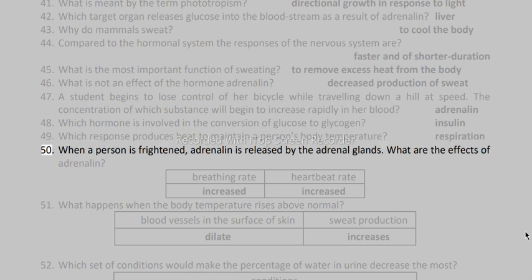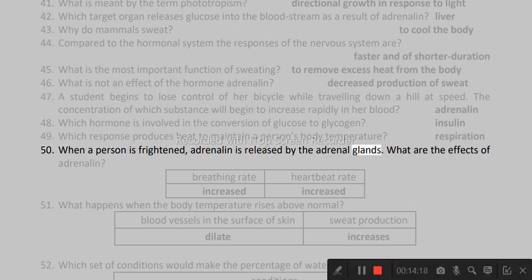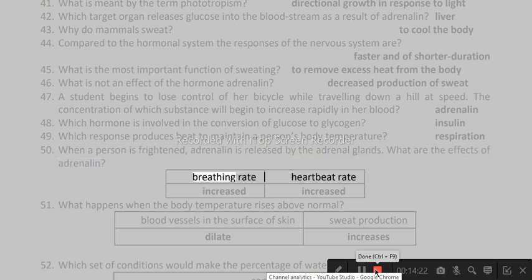49. Which response produces heat to maintain a person's body temperature? Respiration. 50. When a person is frightened, adrenaline is released by the adrenal glands. What are the effects of adrenaline? Breathing rate and heartbeat rate increased. 51.